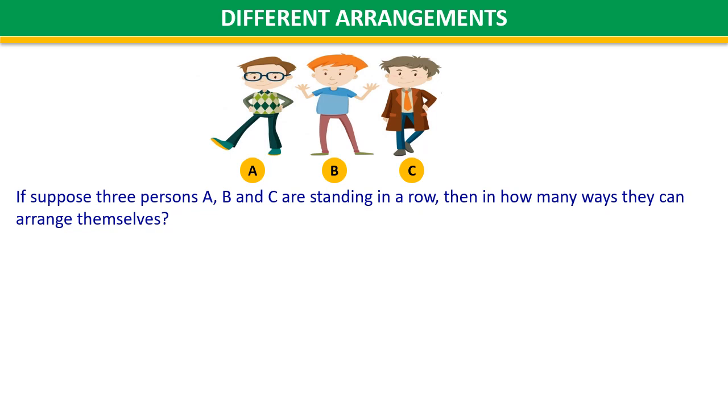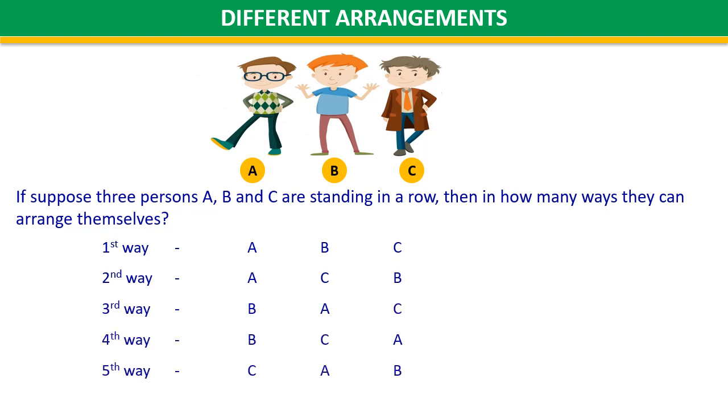Meaning, the person on the left can go to the center, the center person can go to the right, the right person can come to the left, etc. So in how many ways can these three persons make different arrangements among themselves? Okay, the possible ways are like this. First way is ABC, which is already written there. Second is ACB, then BAC, BCA, CAB and CBA. So there are a total of 6 ways in which these three persons can arrange themselves.